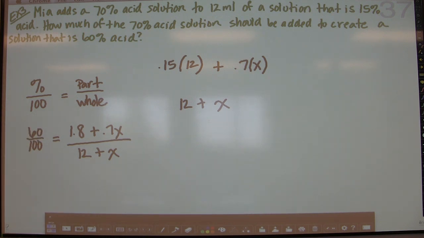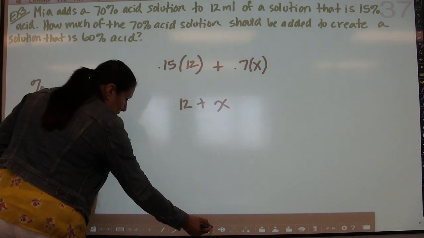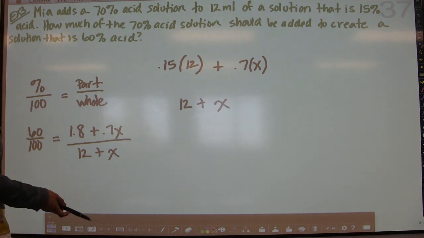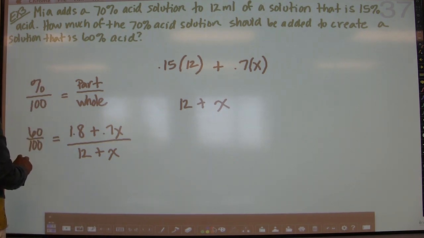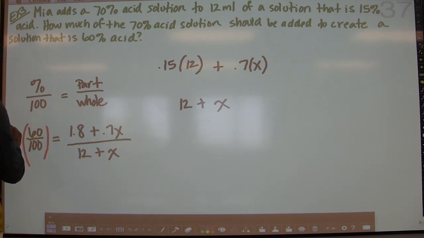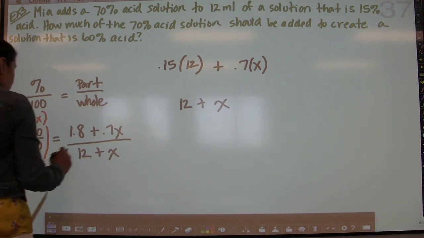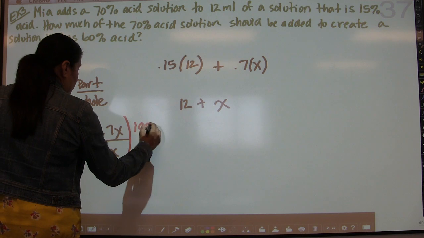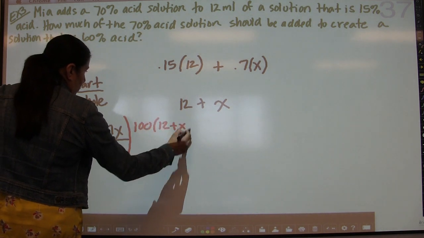So now to solve it, we want to, again, multiply by the least common denominator. So in this case, you could actually do it two ways. You could go ahead and multiply both sides by 100 times 12 plus X, because that's the least common denominator. Or you can use cross products to multiply it. But I'm going to be consistent and do what we've been doing, which is to multiply by 100 times 12 plus x on this side and multiply by 100 times 12 plus x on the right hand side.